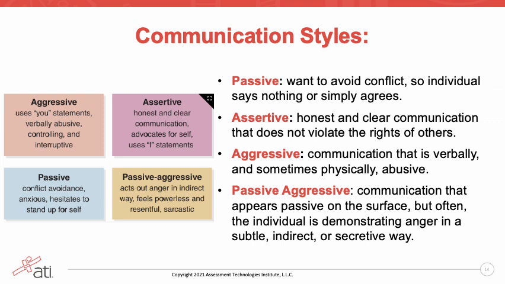Passive-aggressive communication. Passive-aggressive communicators appear passive only on the surface. Often the initiator is acting out of anger in a subtle, indirect, or secretive way. This behavior stems from feelings of powerlessness and resentment. These senders will use sarcasm or other witty responses. Unlike aggressive communicators, these persons rarely interrupt others, but then feel ostracized from groups when they do not feel heard.